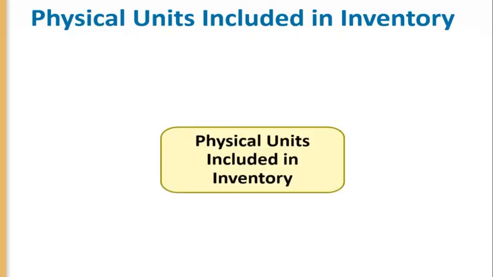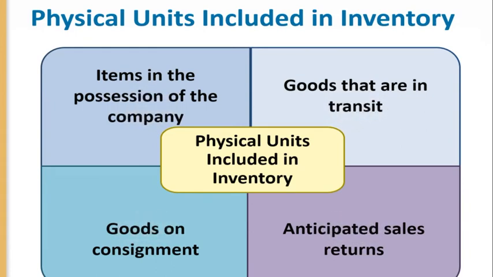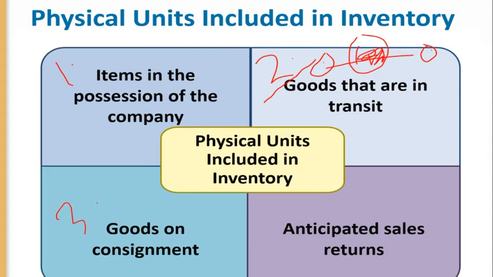The second part, physical units included in inventory. So what are the units that we need to include in the physical counting of the inventory? The first thing, the goods that we have in our possession, number one, and number two, goods that are in transit. But there are some factors we should consider, since goods in transit means the goods are between buyer and seller. Who is the owner of these goods? We should be careful about that. Number three, goods on consignment, and number four, we need to estimate the anticipated sales returns. These four factors we will be considering for physical units that should be included in inventory counting.